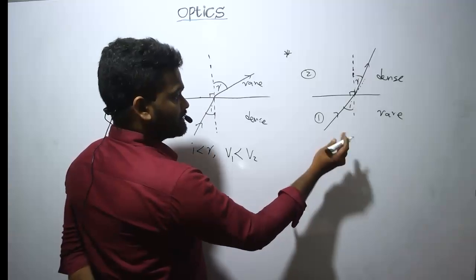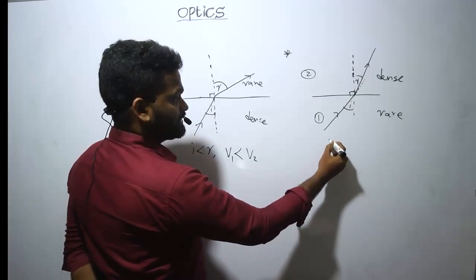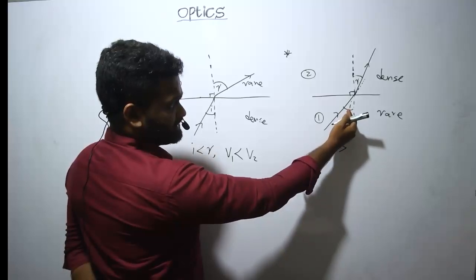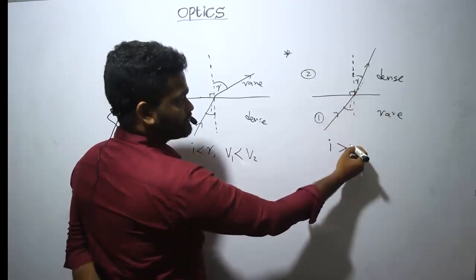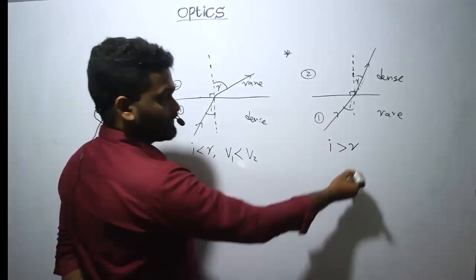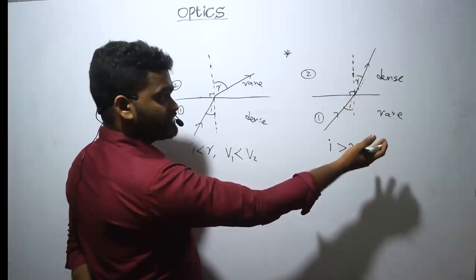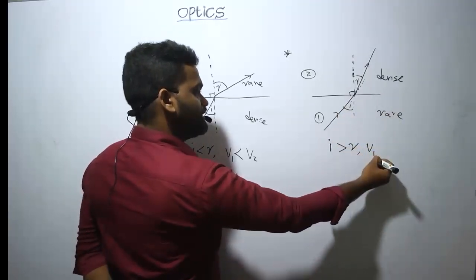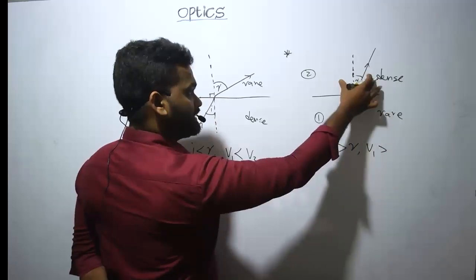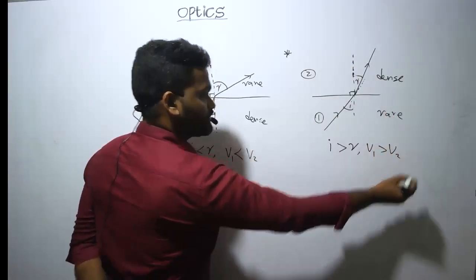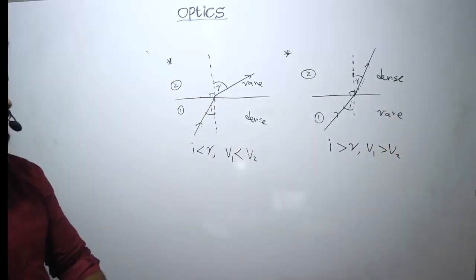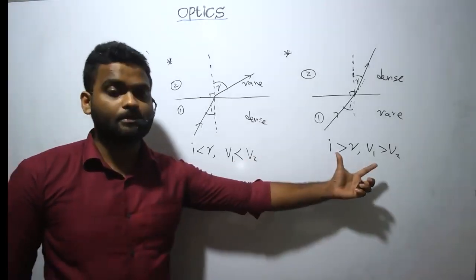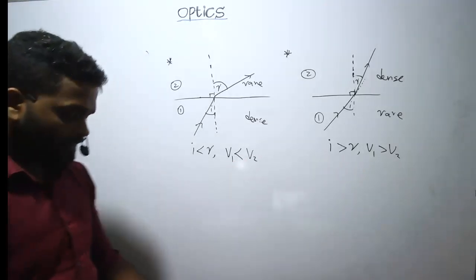In this case, we can write the same. Here, incident angle is larger. Can you see? Incident angle is larger, refracted angle is small. Then what about speeds? In the rare medium, speed is high, so it is V1. In the dense medium, speed is low, so it is V2. So you should be able to do this comparison. Okay.